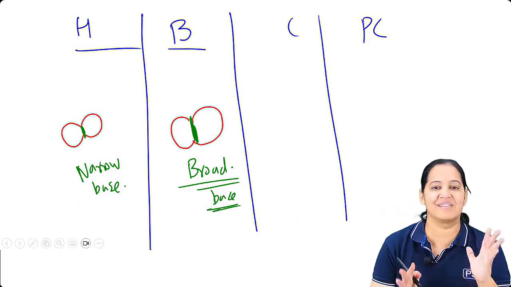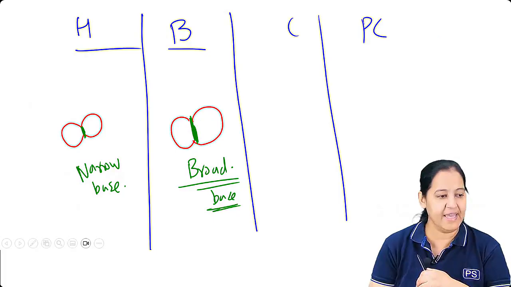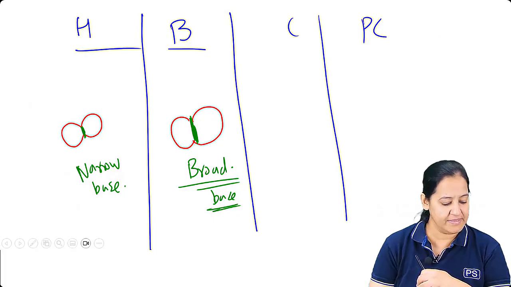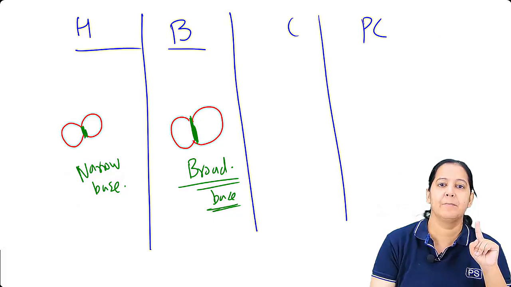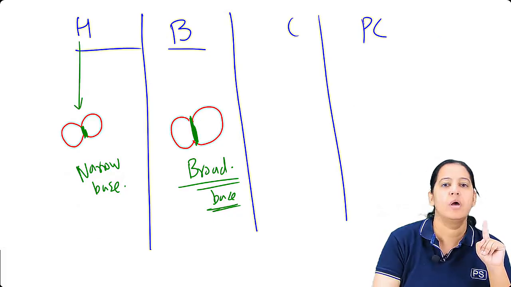Please understand the meaning of narrow and broad. Say yes. Everyone say yes. So this is narrow, this is broad. Narrow base is histo, broad base is blasto.